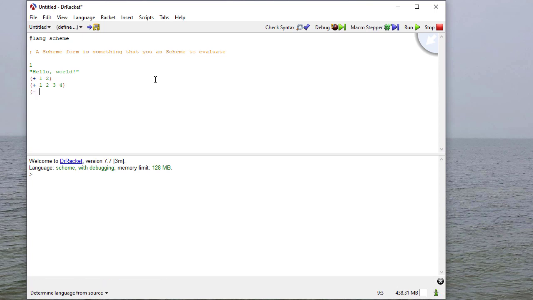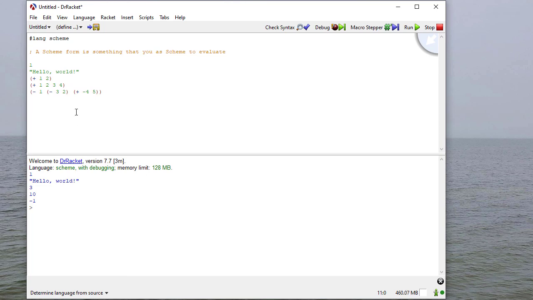And we can also have nested expressions. So we can say 1 minus 3 minus 2 plus negative 4, 5. And we can evaluate all of these together that are in our editor with the run command. And that evaluates everything in our editor.